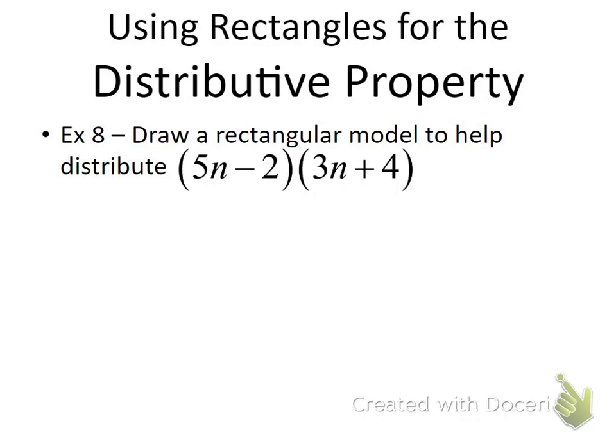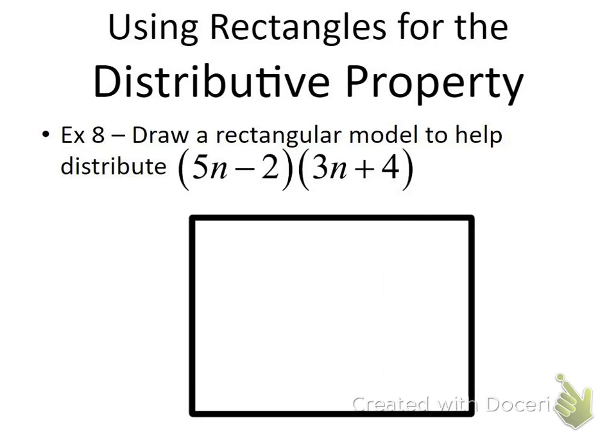So when I go to draw this rectangular model to distribute, how many heights am I going to have to have? 2. So that means I'm going to have to draw a horizontal line in order to get 2 heights here. How many lengths am I then going to have? 2. So what kind of line am I going to draw in my area model now to get 2 lengths? A vertical line. Okay? And then we label.